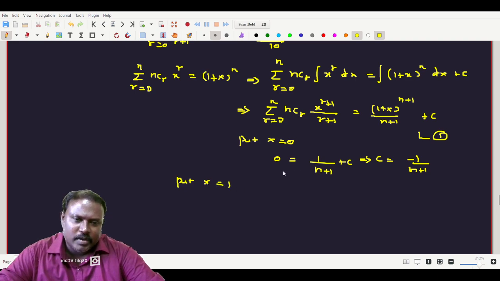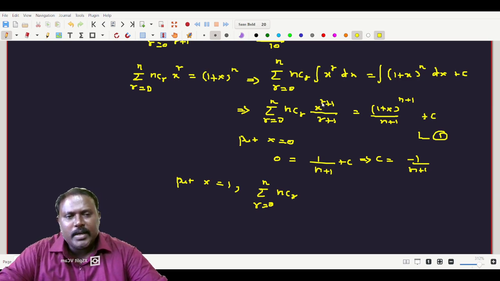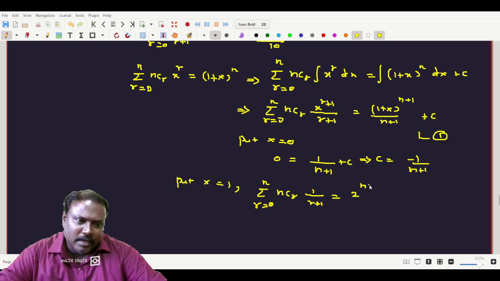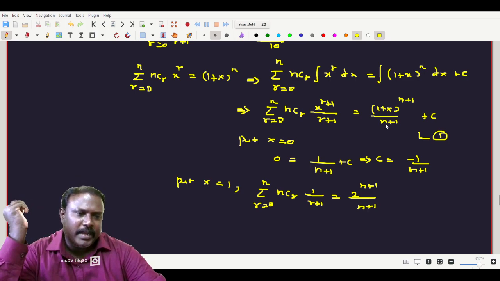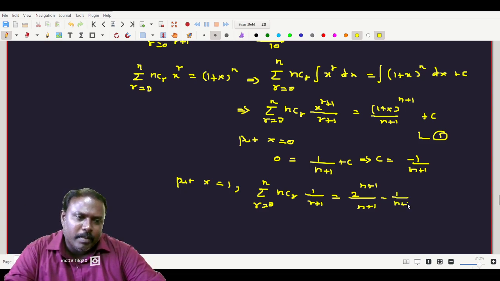In the first equation, put x equals 1. So what will happen? Summation r equals 0 to n, this is nCr, this is 1 to the power r plus 1. What is 1 to the power r plus 1? Simply 1. So this is 1 divided by r plus 1 equals 2 power n plus 1 divided by n plus 1, because 1 plus 1 is 2. And I know the c value is minus 1 divided by n plus 1.